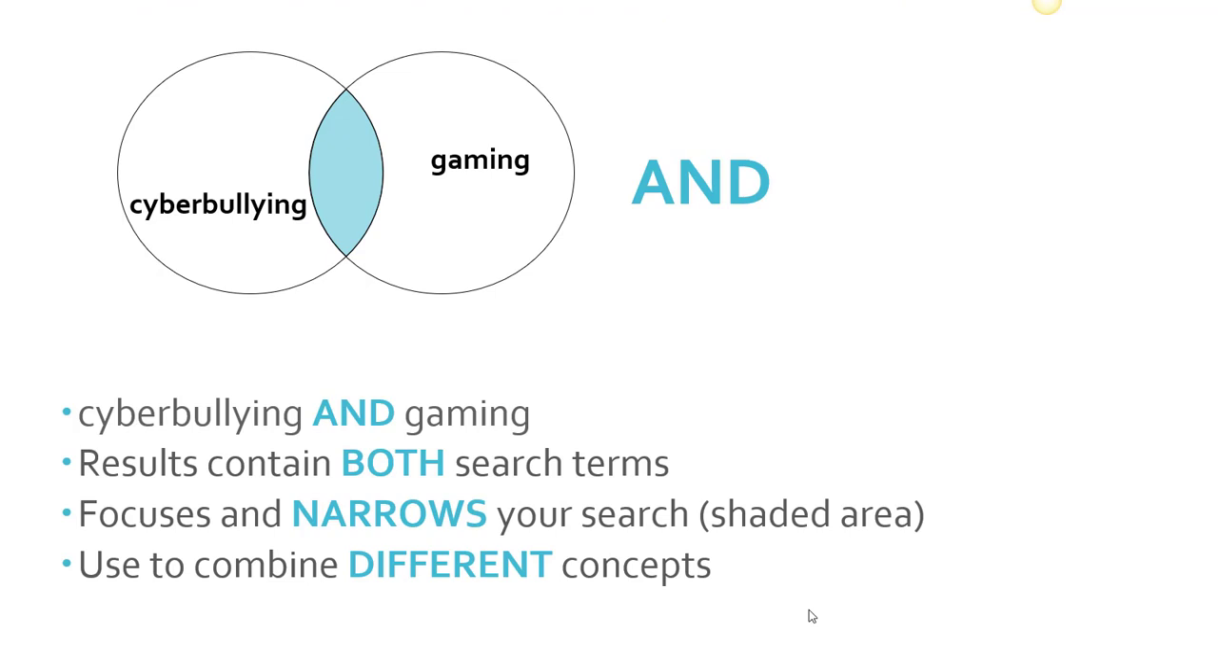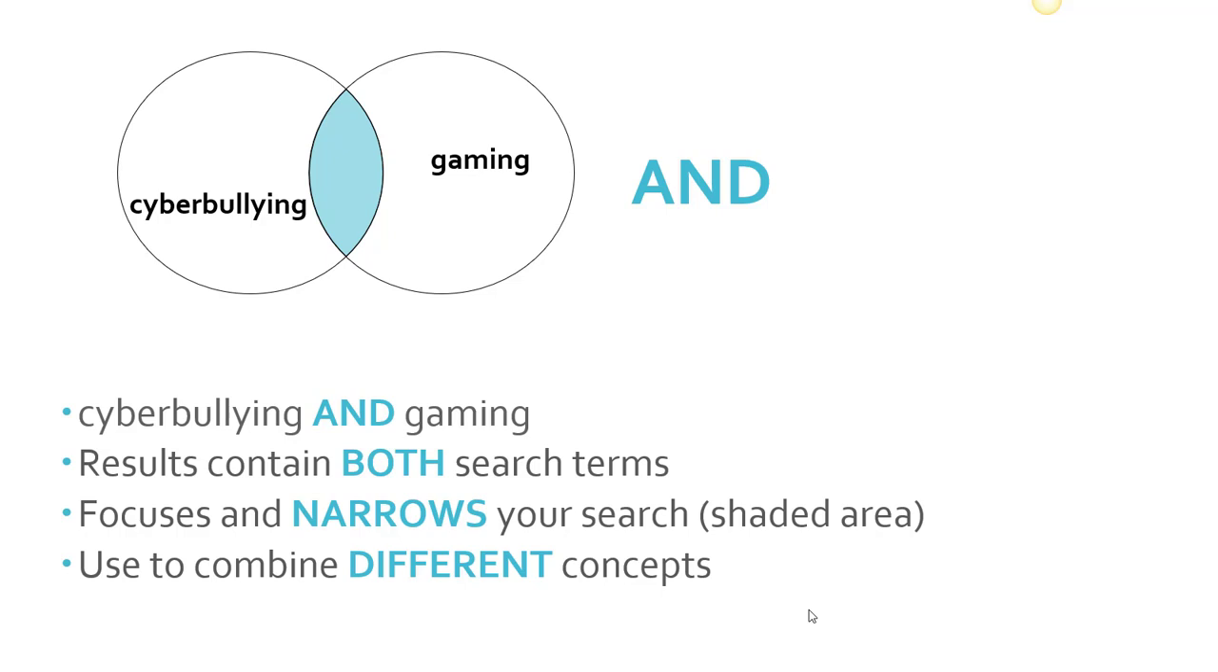When we're searching for the article literature tends to be very focused, so that we're not looking for broad information on cyberbullying. We're looking for an aspect of cyberbullying, in this case, gaming. So when I combine these two concepts together with the Boolean and, it will narrow and focus my search. So I'm combining two different concepts with an and to get a manageable result. As a result, both of those search terms must be in the article.